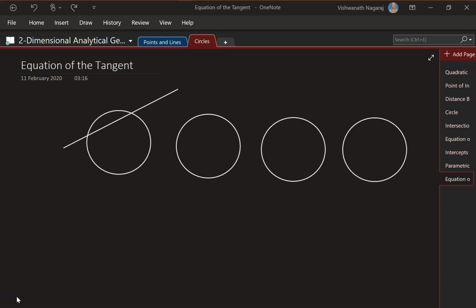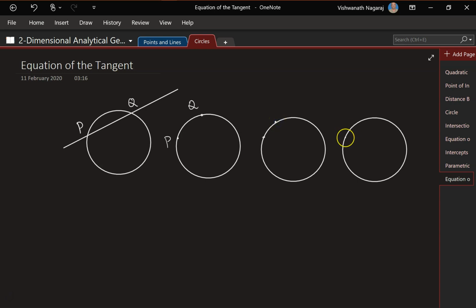Equation of the tangent. Let's say I have a circle with 2 points P and Q, and I draw a line through P and Q. What I get is a line which forms a chord. Now I bring the point Q closer to the P. So let's say P I keep where it is and Q I bring closer.